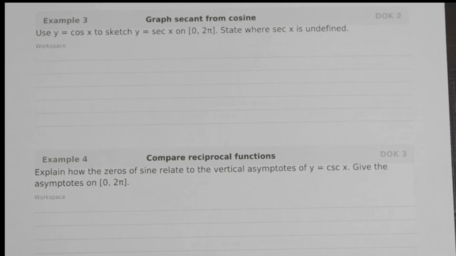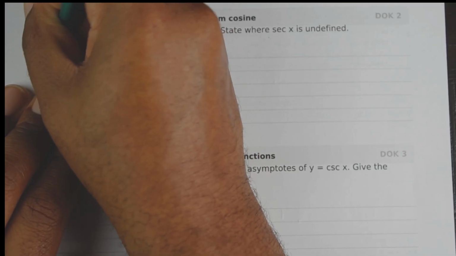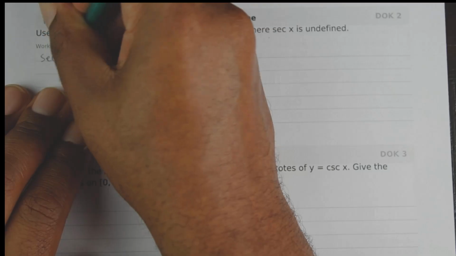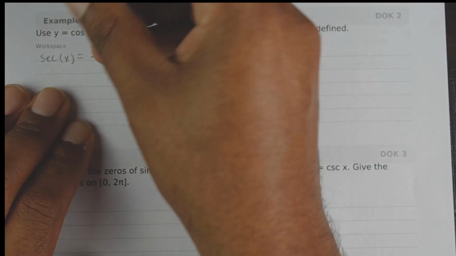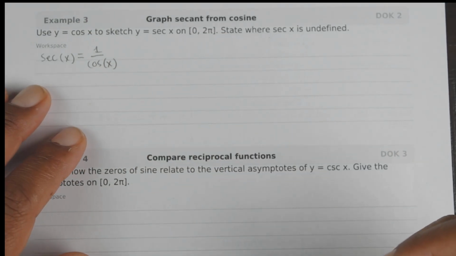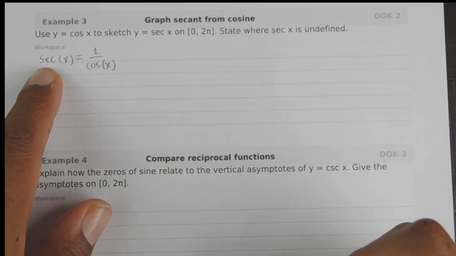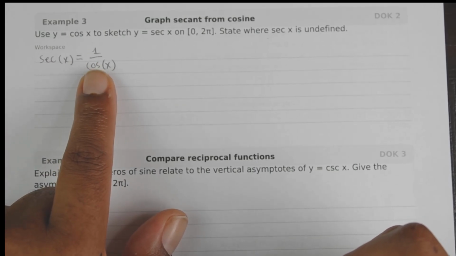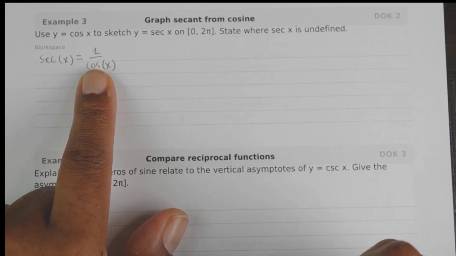Use y equals cosine x to sketch y equals secant x on the interval 0 to pi. State where secant x is undefined. Okay, so here we're using cosine x. What we need to understand is that secant x is equal to 1 over cosine x. So secant would be undefined when the denominator is equal to 0.